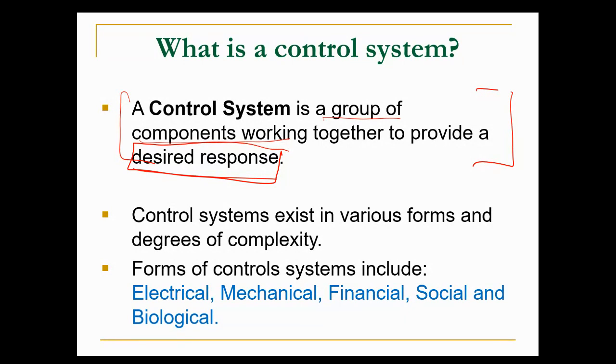Having said that, let us now look at some areas where we find control systems. Control systems are found in numerous forms and areas, and they come in different degrees of complexity. Let us start with what may appeal to you first, electrical. In the field of electrical engineering, we have control systems. We also have control systems in the field of mechanical engineering.